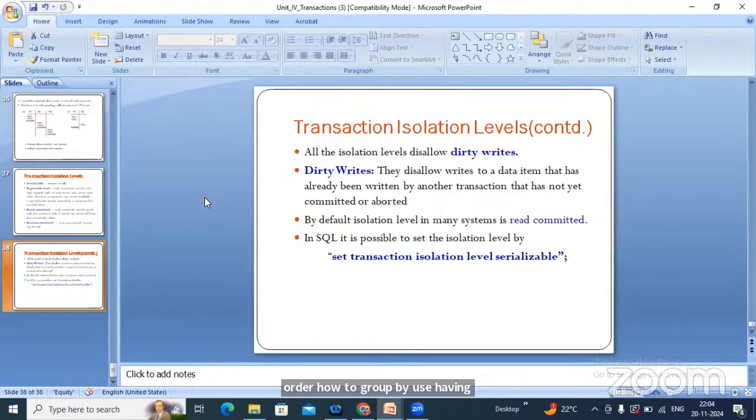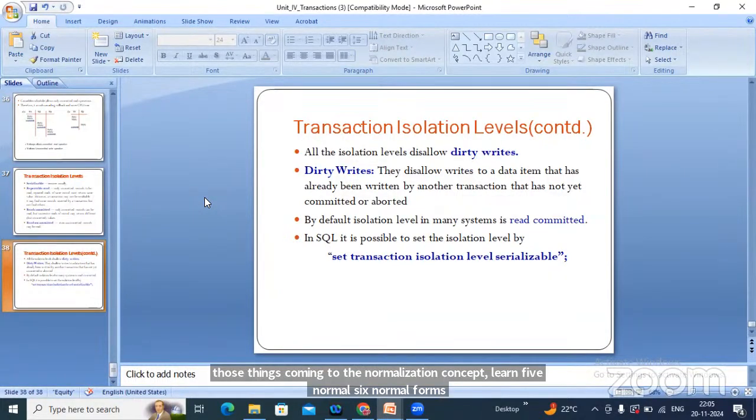Coming to the fourth unit: functional dependencies, multi-valued dependencies, lossless decomposition, all those things. Coming to the normalization concept, learn the 6 normal forms completely. So these are very important.